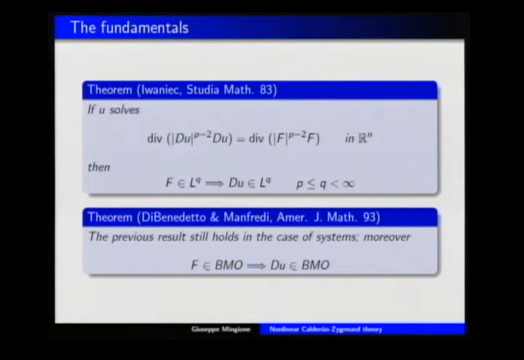OK, the next result. This result has been extended to the case of the p-Laplacian system, because Tadeusz originally proved it for equations, but extending Tadeusz's ideas, Di Benedetto and Manfredi, who were very strong experts in regularity theory too, extended it to this case. If F is in BMO, then Du is in BMO. And this is a very nice borderline case. Of course, F in L infinity implying Du in L infinity is false, already in the case p equal to 2. This is the best you can do.